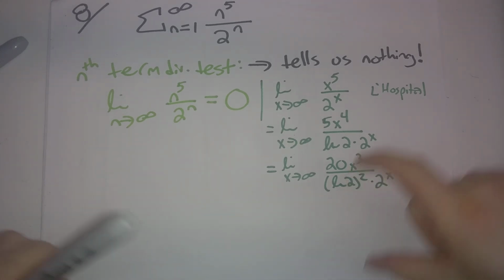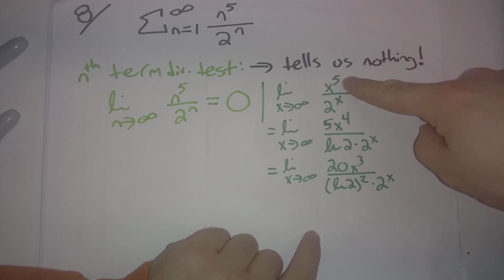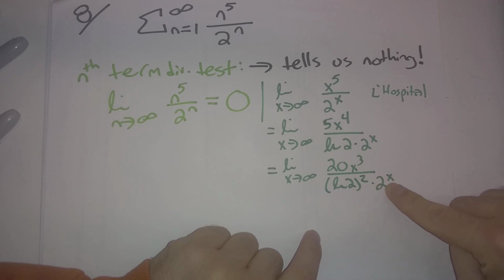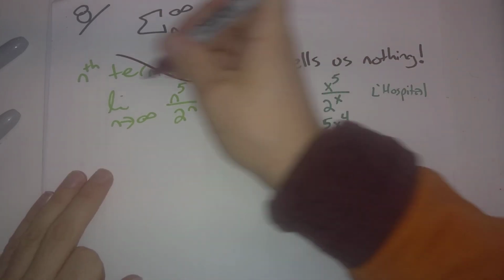I don't want to do the rest of the steps, as this will take a few more, but you can see the exponent of the numerator is going down from x to the 5th to x to the 4th to x cubed, x squared, x to the 1, x to the 0, while the denominator is always going to be 2 to the x times increasing powers of natural log of 2. And so eventually you just end up with a constant over 2 to the x. That limit would clearly be 0 as x goes to infinity. Okay, so the first thing that we've done, the nth term divergence test, is a bad choice.